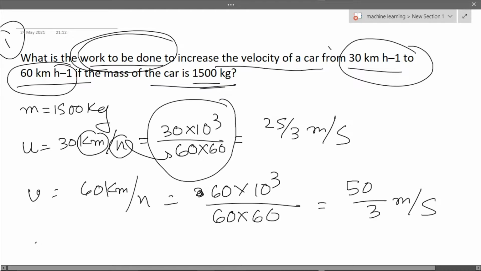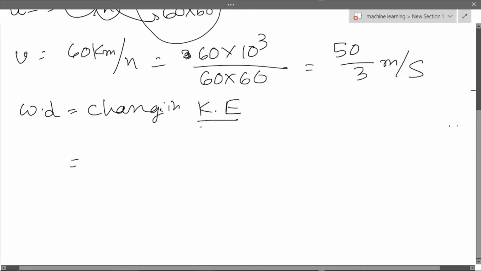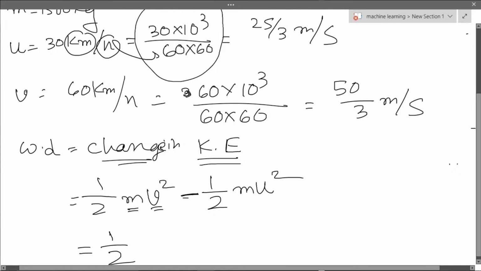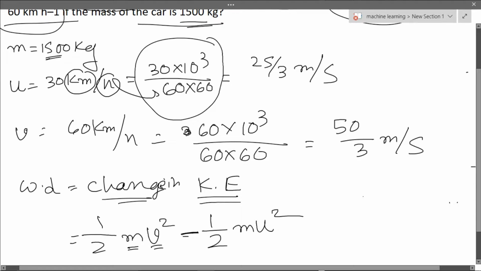What is the work done? Work done is equal to the change in kinetic energy. The formula of kinetic energy is half m v square. The change in kinetic energy, half m v square minus half m u square. We know the value of v and the value of m. m is given as 1500 kg, and v is 50 by 3 meter per second.